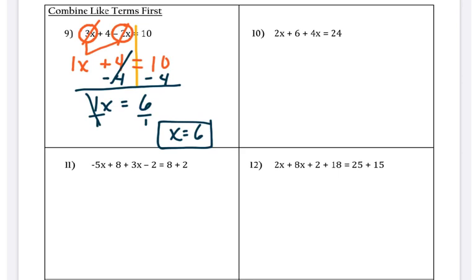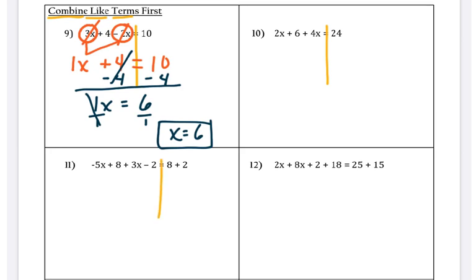Try the exact same thing with number 10. And number 10, we combine like terms. 2 x's plus 4 x's make how many x's? Not too bad. Let's look at 11.